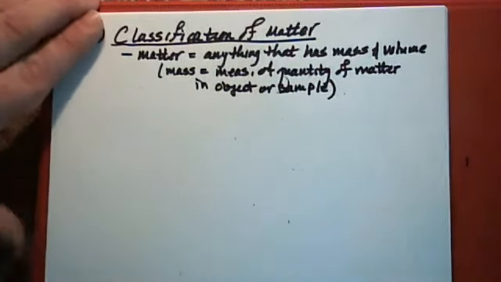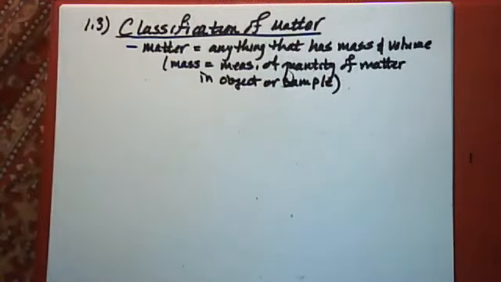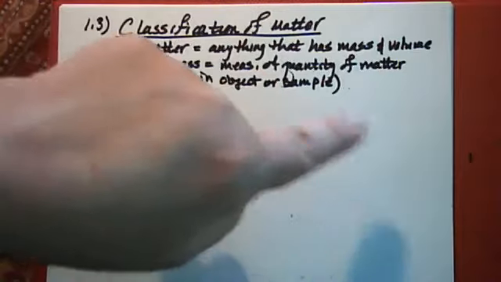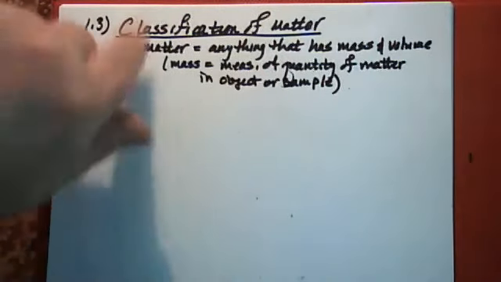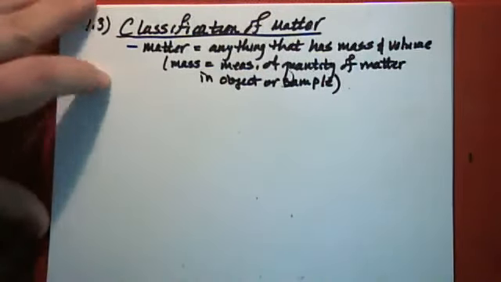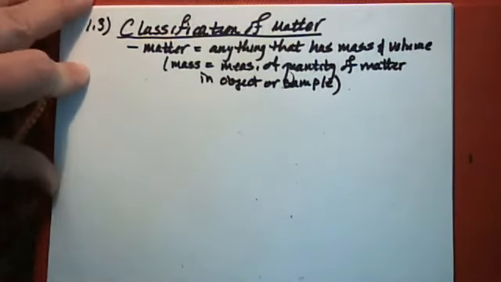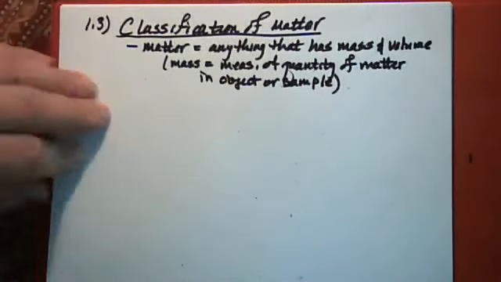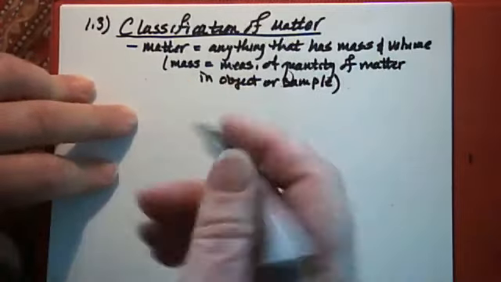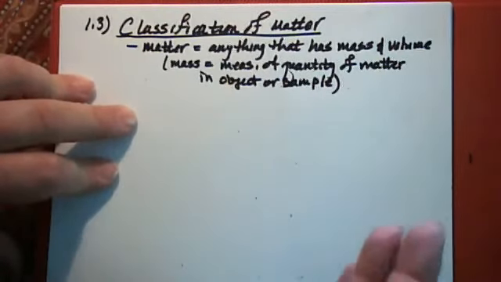So the definition gets a little circular here. You notice that matter is anything that has mass and volume, and mass is a measure of the quantity of matter in an object. So we're back kind of where we started. By definition, if it has mass, it must be matter. Another way to say it is things that exist physically, or just stuff.